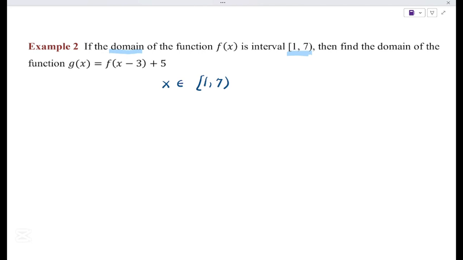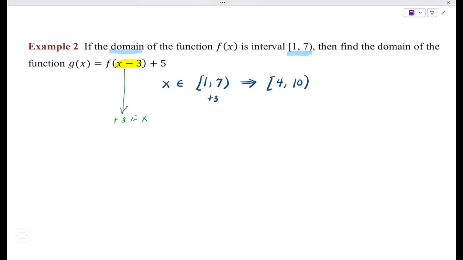And then in this function g with transformation f of x minus 3 plus 5, we know that when x is replaced by x minus 3, there's a shift horizontally 3 units to the right. So the effect in the function is we will add 3 in x. Since these are x values, 1 plus 3 will be 4, and 7 plus 3 will give us 10. So this is the new domain of the function for f of x minus 3.